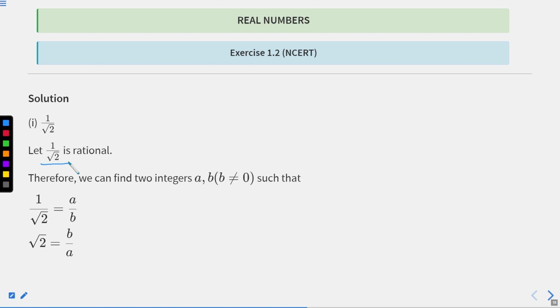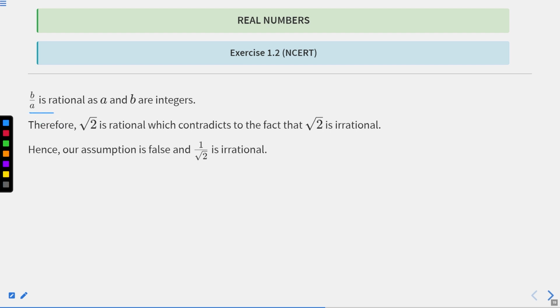This implies root 2 is equal to b over a, and this is possible when a is non-zero. So root 2 is equal to b over a. Now b over a is a rational number since a and b are integers. Therefore root 2 is also a rational number, but this contradicts the fact that root 2 is an irrational number.